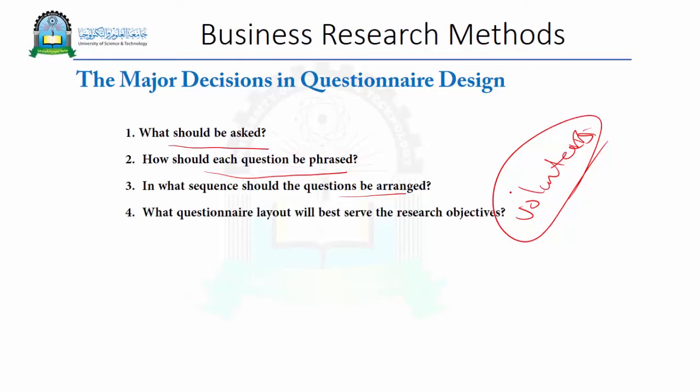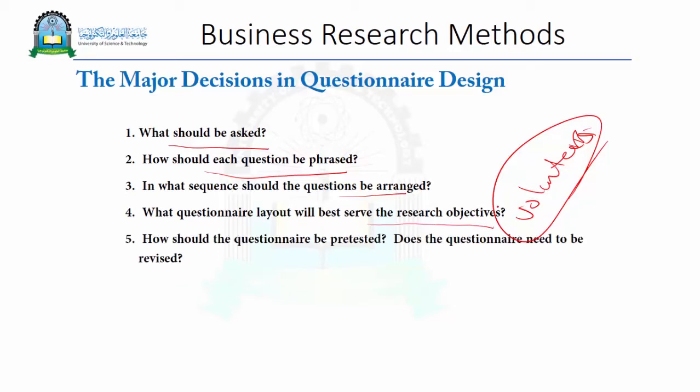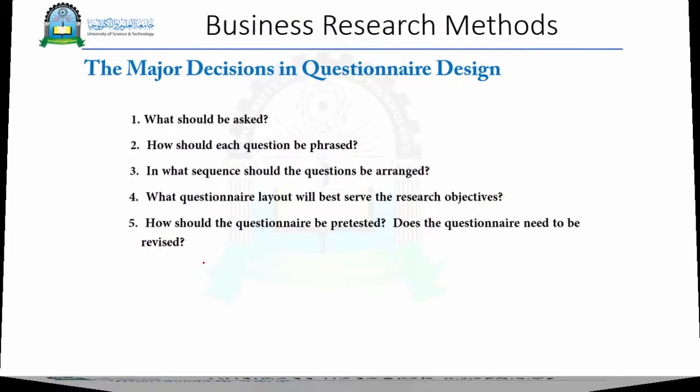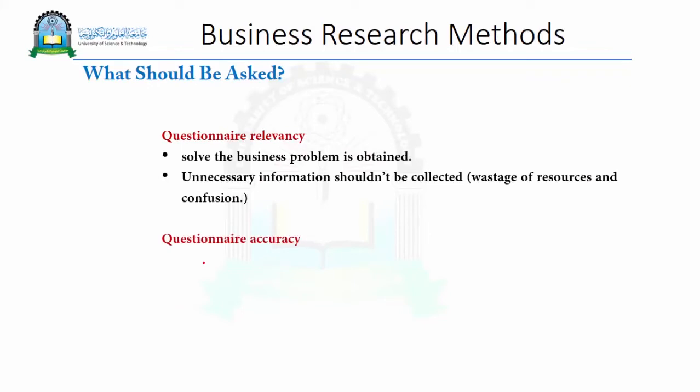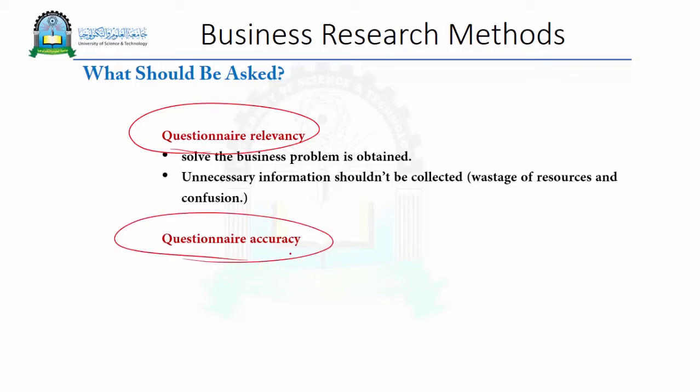What questionnaire layout will best serve the research objectives? The layout is also very important. And number 5 is, how should the questionnaire be pre-tested? So does the questionnaire need to be revised or not? So for the first question, we have two main things. We have to test the questionnaire relevancy and also the questionnaire accuracy. This is to answer the first question, which is what should be asked.